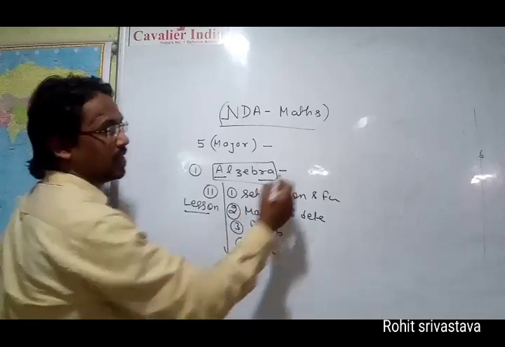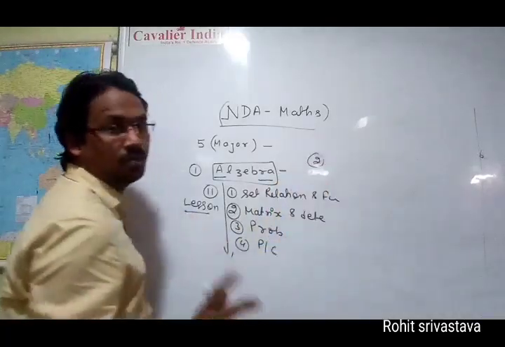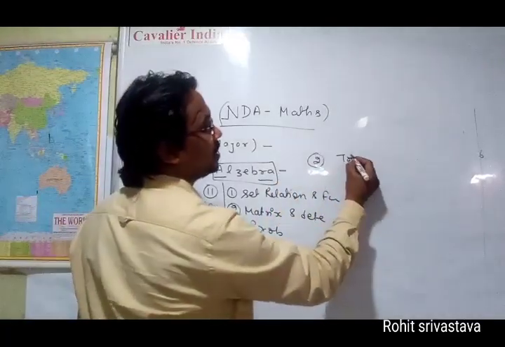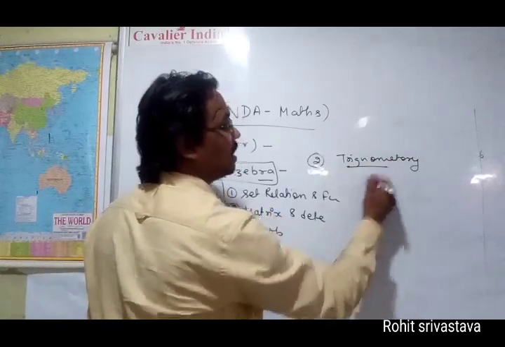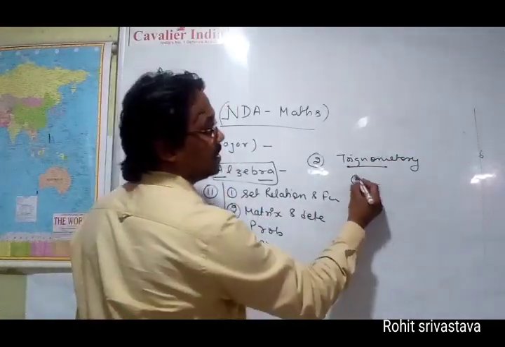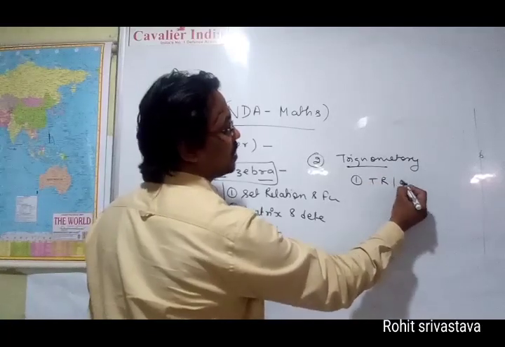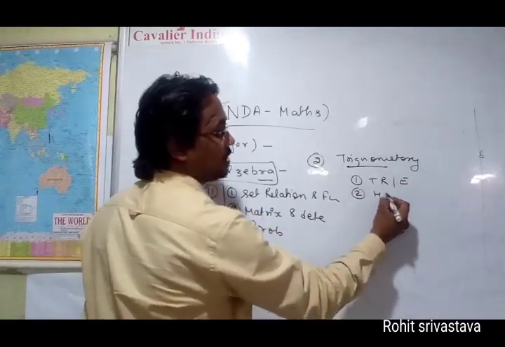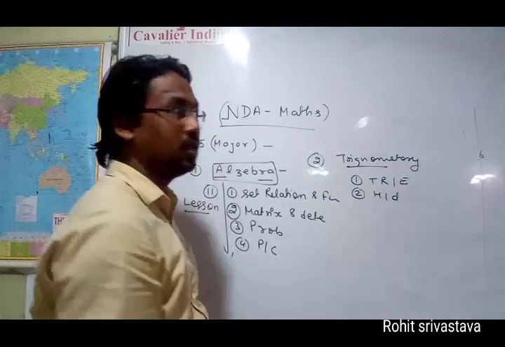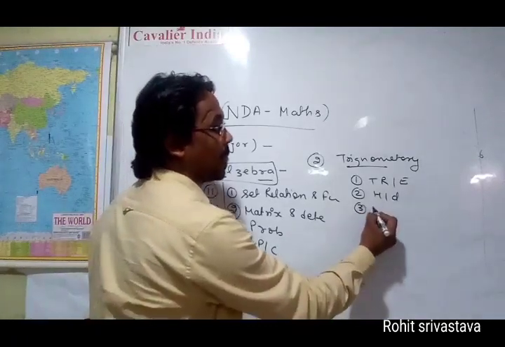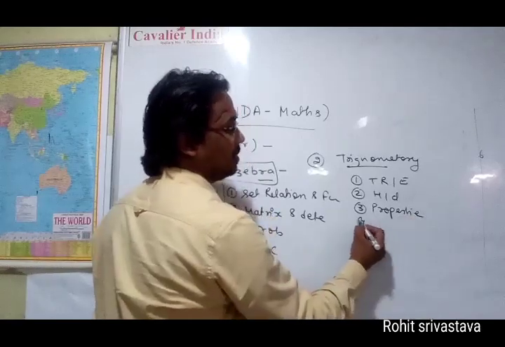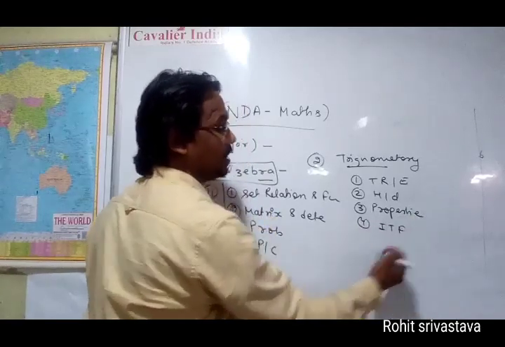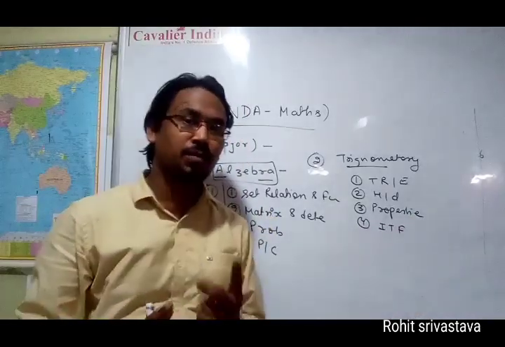Then next, segment number 2, is trigonometry. In the trigonometry section we have a 4 lesson syllabus. One is trigonometrical ratios and equation, another is height and distance, and next is properties of triangle, and after this we have inverse trigonometric function. So this is our second portion.